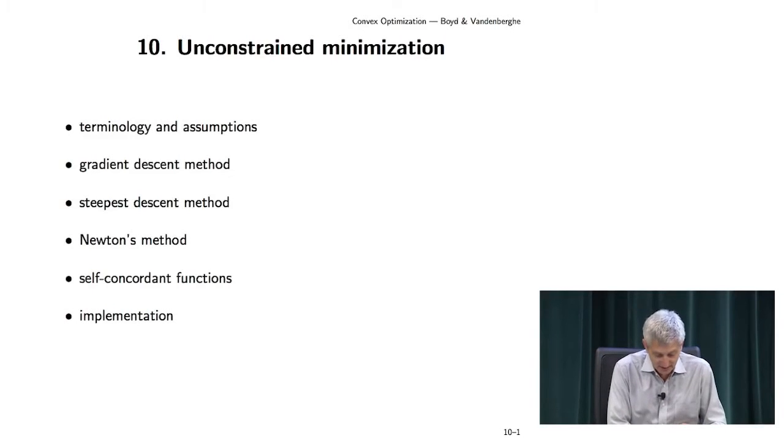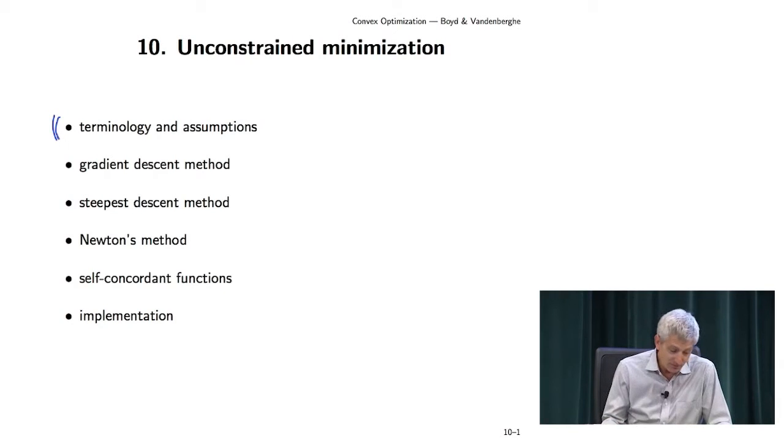Today, we're going to look at unconstrained minimization. So that's how do you minimize a smooth convex function. So that's what we're going to look at. And we'll start with just some basic ideas and definitions about what it means to minimize it.